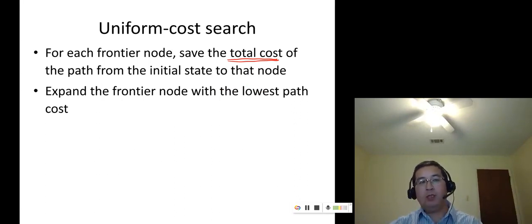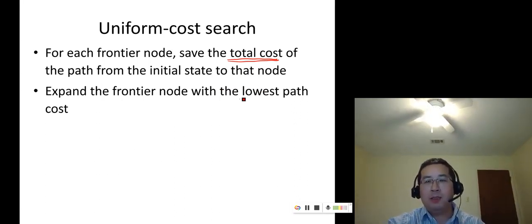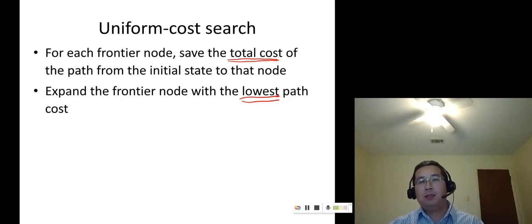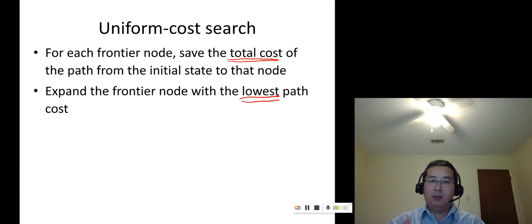So here we expand the frontier with the lowest path cost. That's why we call it Dijkstra's algorithm, a shortest distance path search algorithm. That means we want to grow our search by always finding the smallest path to expand. So it's also called a greedy search algorithm, because each time you find a node with the smallest distance to grow, to visit.